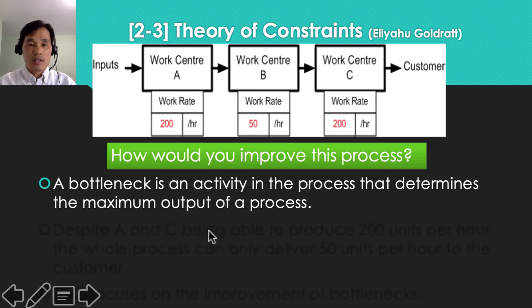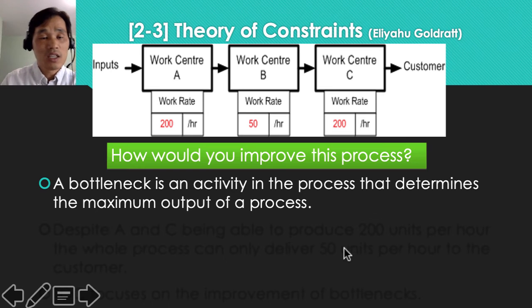So look at this work system, and it has work center A and B and C, so 3 workshops, and it's a sequential workshop. So we have to look at these 3 workshops all together to analyze the entire system. And we see that the capacity or work rate for workshop A is 200 products per hour, and workshop B is 50 per hour, and work center C is 200 per hour.